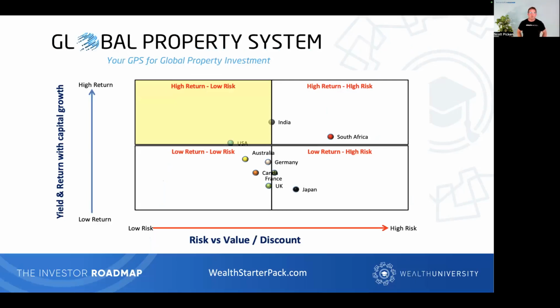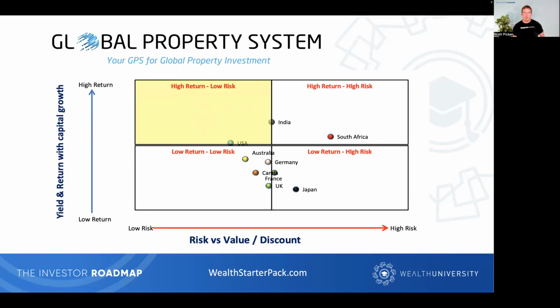The first one is our global property system, which again is the calculator, and it helps you know where to invest, because ultimately on the left-hand side here, you've got low return, high return, and at the bottom here, you've got low risk, high risk. So you want to be in this top left corner where you've got high return, low risk.